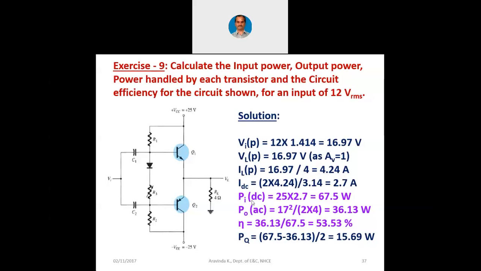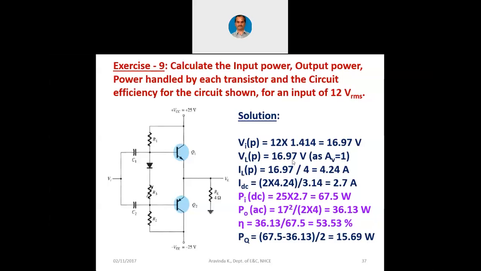So now DC input power is VCC into IDC. VCC is 25 volts and IDC is 2.7, so it is 67.5 watts. And output AC power is 17 squared divided by 2 into 4. That is 36.13 watts. So we get the efficiency as 36.13 divided by 67.5.